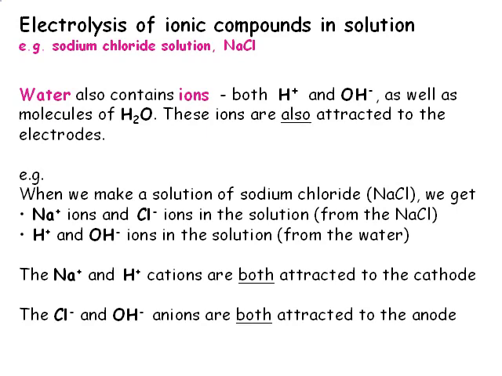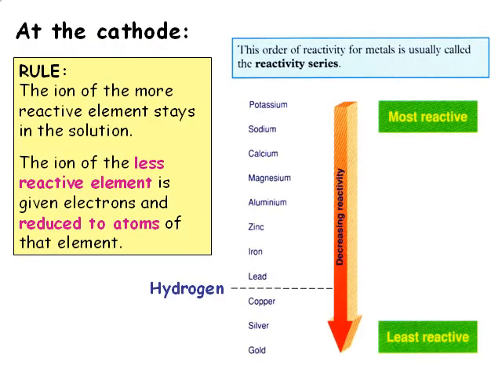Both types of positive ion will be attracted to the cathode, and both types of negative ion will be attracted to the anode. There is a rule that we can apply to work out which of these two types of positive ions gets reduced at the cathode to form an element and which one is unaffected. The rule is that if the metal ion is less reactive than hydrogen, it gets reduced and forms a layer of the metal on the cathode surface.